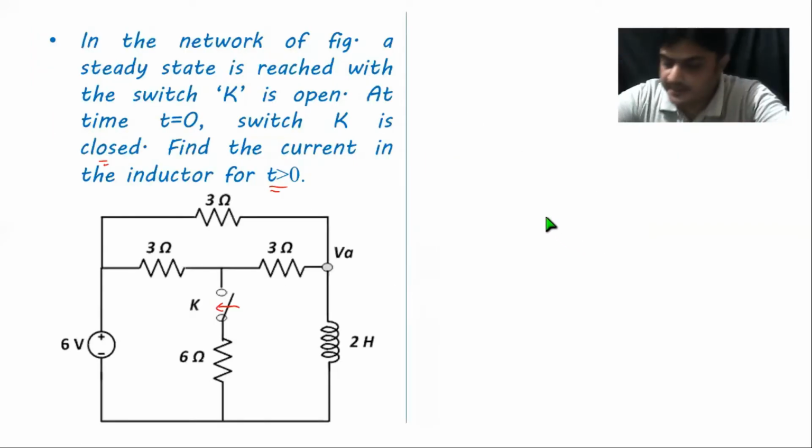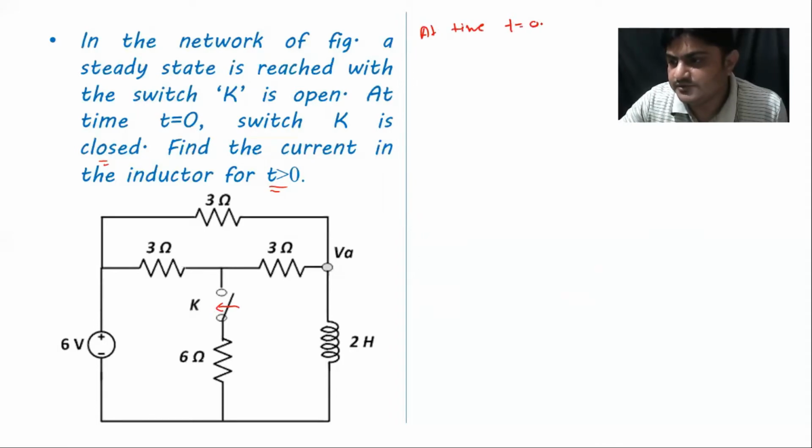Now let me write down what we are doing. We will try to find the initial value, so we start our example at time t equal to 0 minus, since I am closing the switch at time t equal to 0. Just before the switching, my switch is open, so this branch has no effect and you can remove it.